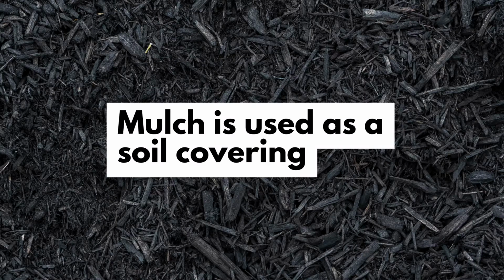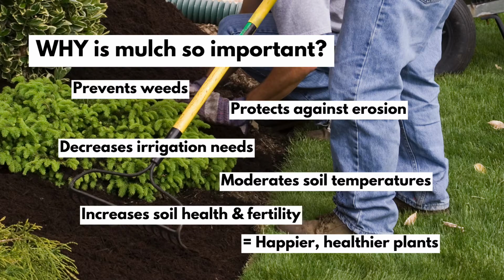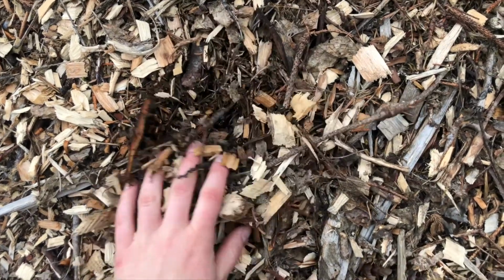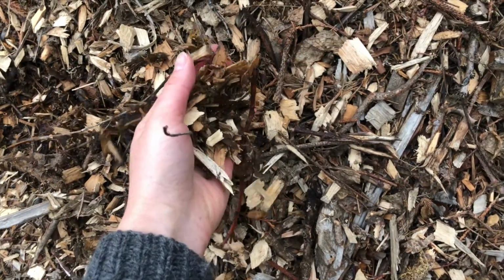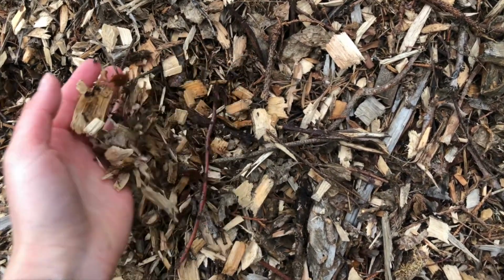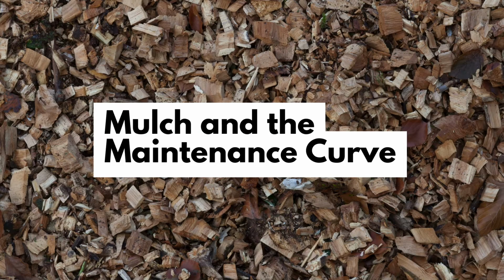You use mulch as a soil covering. That is what, again, prevents weeds, prevents erosion, decreases irrigation needs, and so on. It's like mimicking a forest floor. It makes your garden an ecosystem that supports living things and decreases the need for control and maintenance in the process. Now, what does mulch maintenance look like?